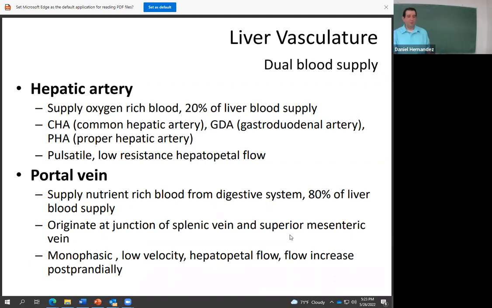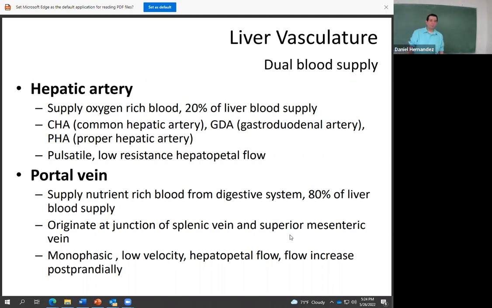The main portal vein is formed by the junction of the splenic vein and the superior mesenteric vein. So we have a vein coming from the spleen, draining the spleen, and then that superior mesenteric vein, which is draining the proximal segments of the digestive tract, coming together. Those two come together near the head of the pancreas in an area called the portosplenic confluence. Those two vessels come together, form the main portal vein, which then courses to the liver.